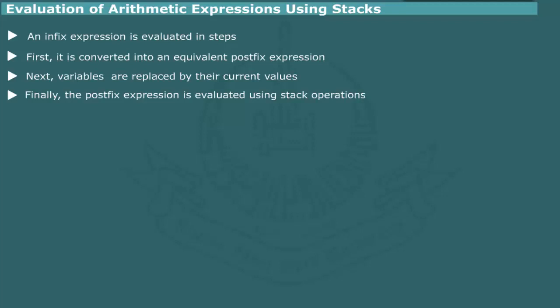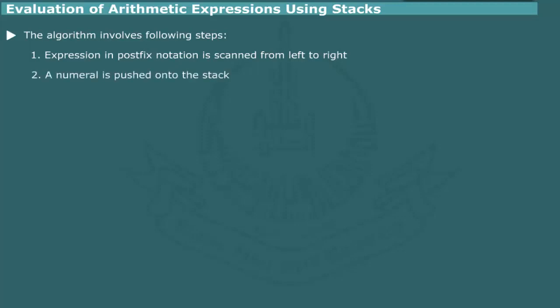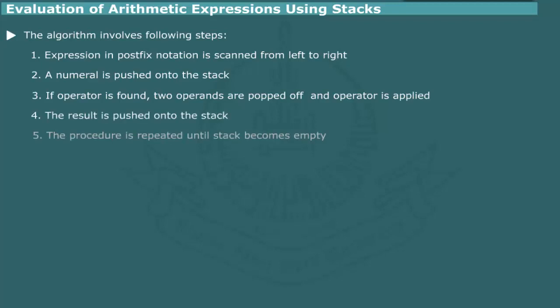The last evaluation is carried out using a stack to save the intermediate results. The algorithm for computation involves the following steps. Number 1. The arithmetic expression in postfix notation is scanned from left to right. Number 2. If a numeral is encountered, it is pushed onto the stack. Number 3. If an operator is encountered, 2 operands are popped off the stack and the current operator is applied to the operands. Number 4. The result is pushed onto the stack.